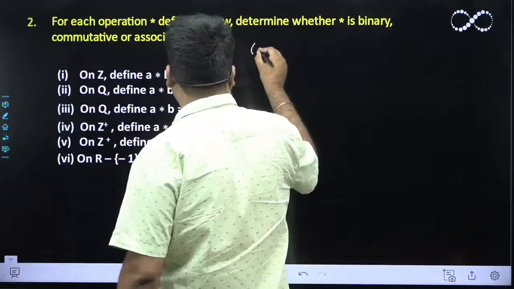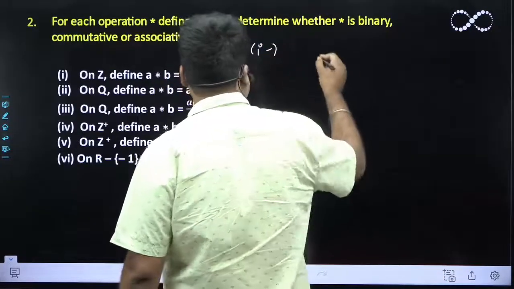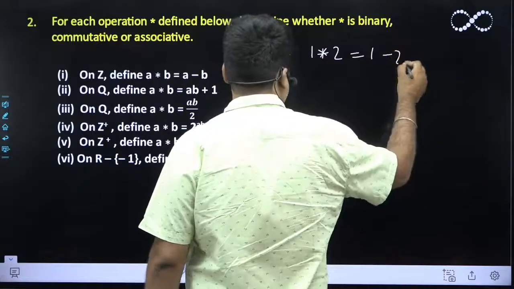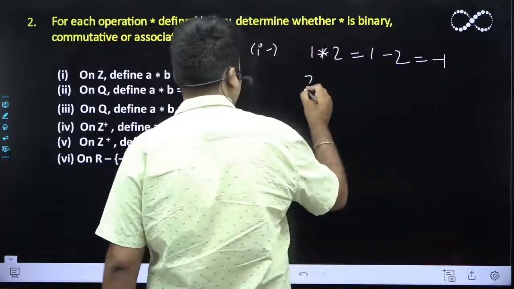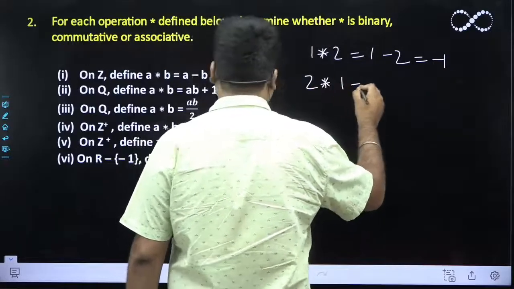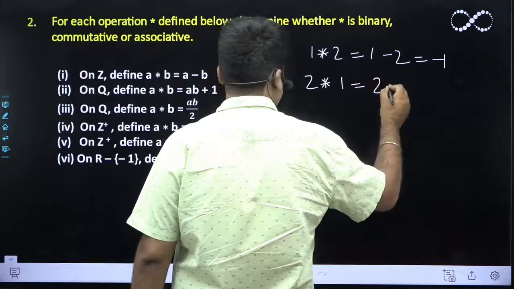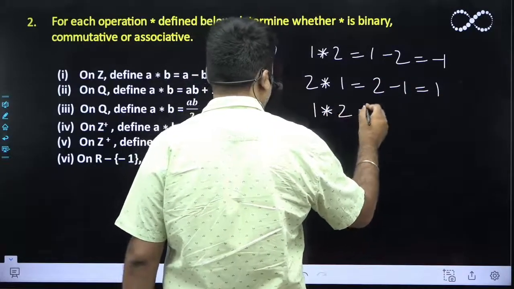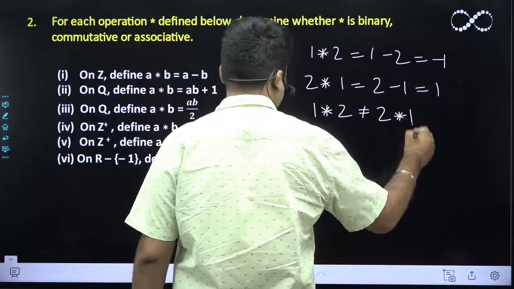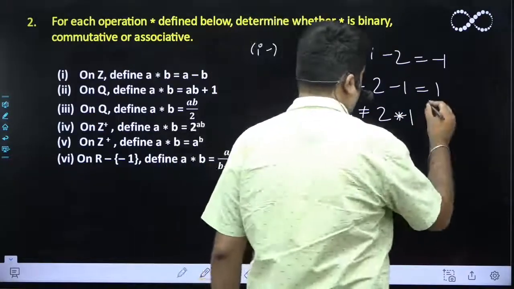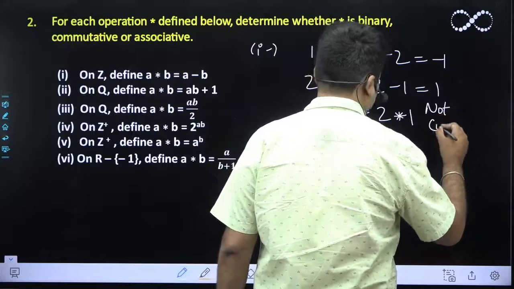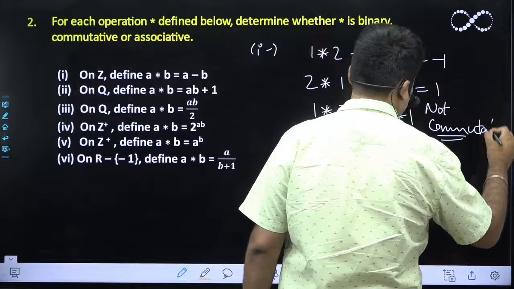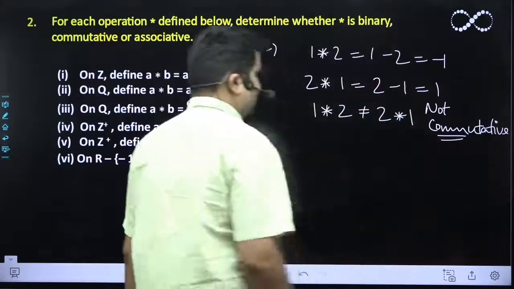Now we have to see whether this is commutative or not. Let's take an example, 1 star 2. What is this value? Minus 1. And what is 2 star 1? This value is 2 minus 1. So 1 star 2 is not equal to 2 star 1. Therefore, this is not commutative, right?